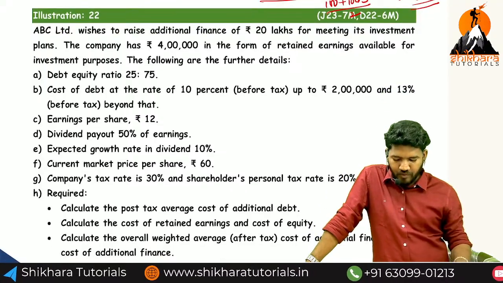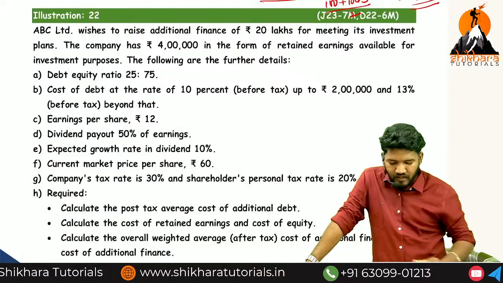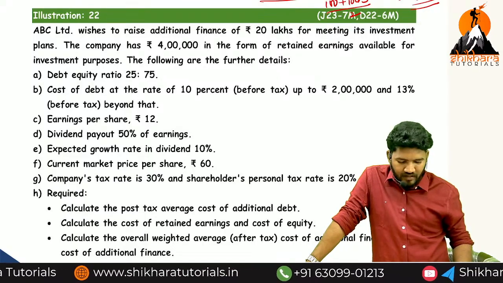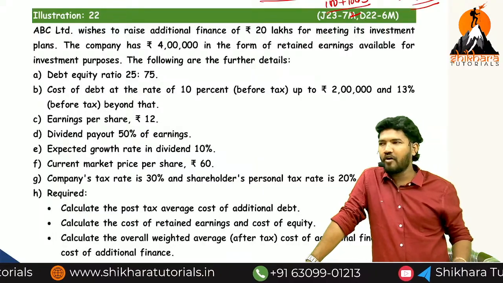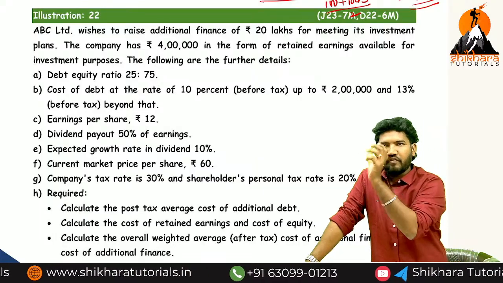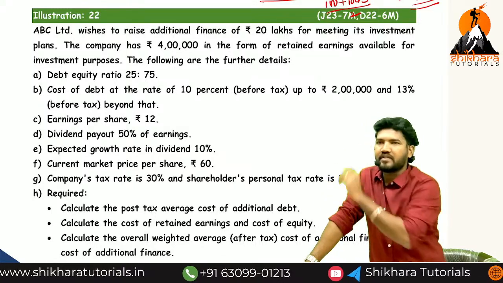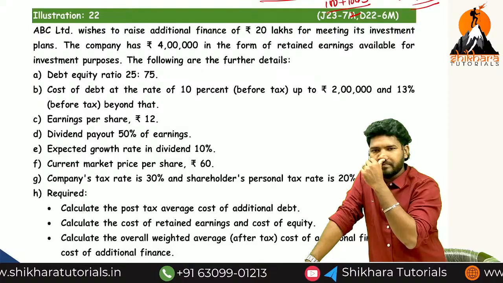Next, you can observe point B. Cost of debt at the rate of 10% up to 2 lakhs, 13% beyond that. How much debt amount do you have? 5 lakhs. Out of 5 lakhs, 2 lakhs is debt one at the rate of 10%. What about the pending value?